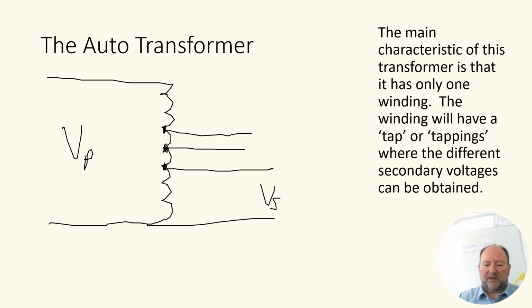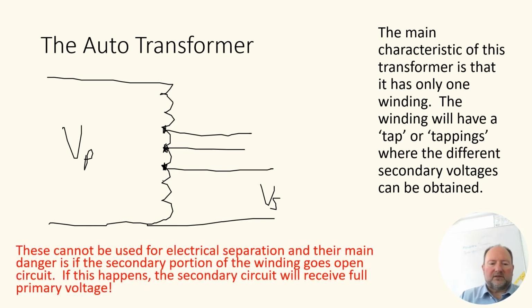Now there are some major disadvantages of this. One of the disadvantages is that you cannot use this for any degree of electrical separation. So if we're looking for a transformer to give us a SELV, or separated extra low voltage supply, we can't use this transformer. The reason is that the primary circuit and the secondary circuit are connected electrically. The tappings are taken off that winding, which is connected to the primary circuit, so it doesn't give us any degree of electrical separation.